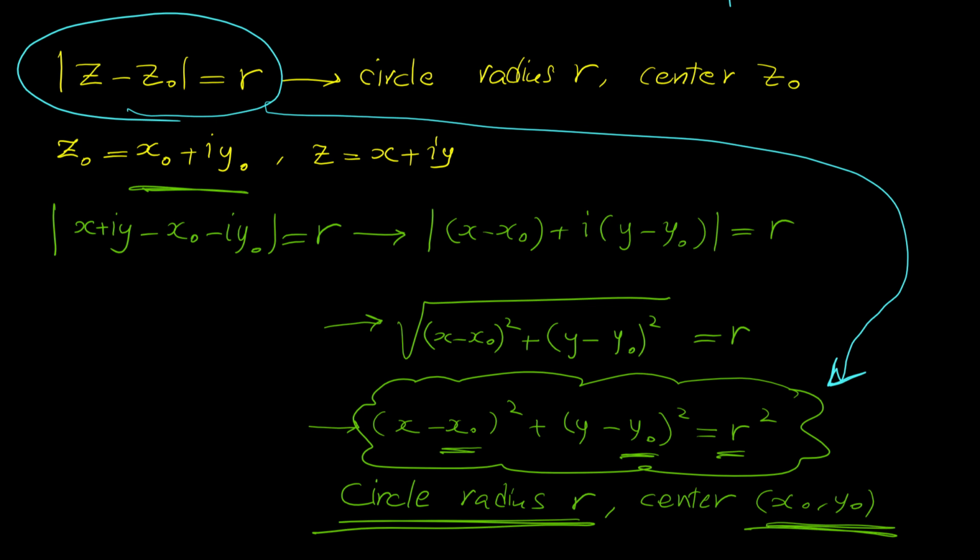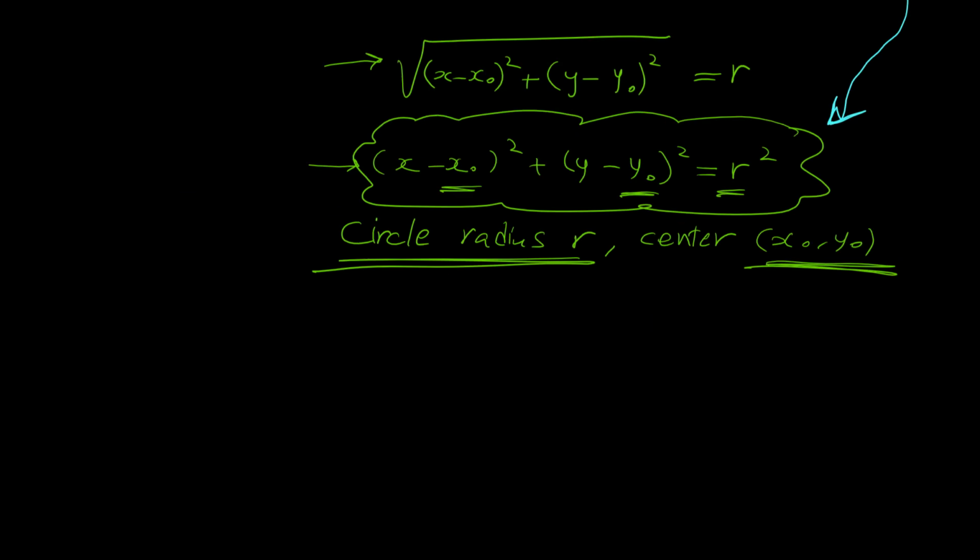But maybe you don't need to do this proof for yourself. Just memorize whenever you see an equation of absolute of z minus a number equal to a positive number, that positive number on the other side is the radius, and that number inside the absolute is the center of the circle. Now let me show you some more examples about this.